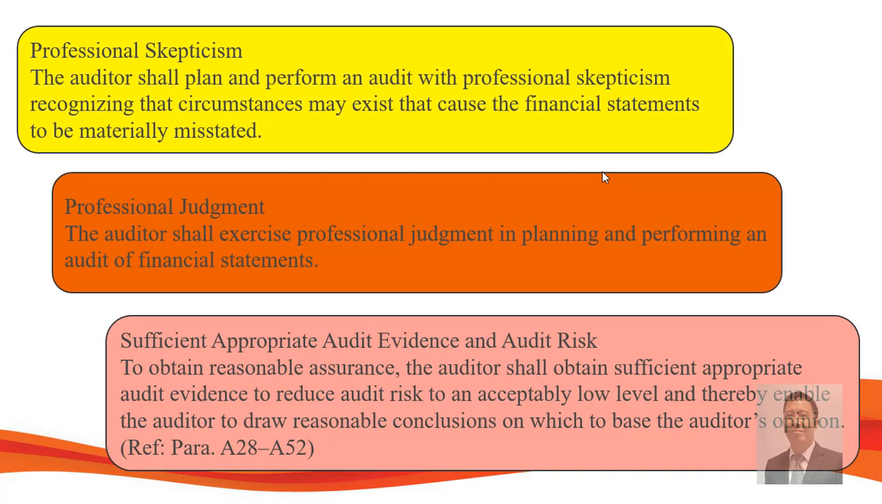So when we talk about sufficient appropriate audit evidence and audit risk, to obtain reasonable assurance, the auditor shall obtain sufficient appropriate audit evidence to reduce the risk to an acceptably low level and thereby enable the auditor to draw reasonable conclusions on which to base the auditor's opinion.